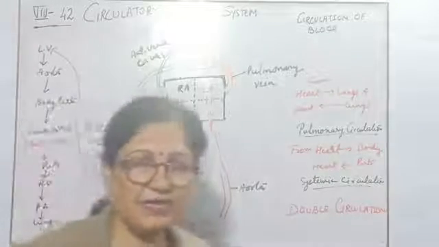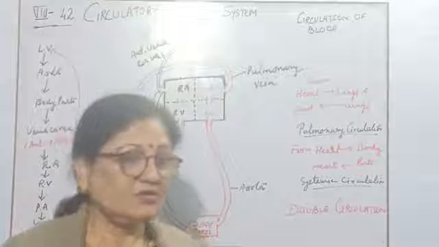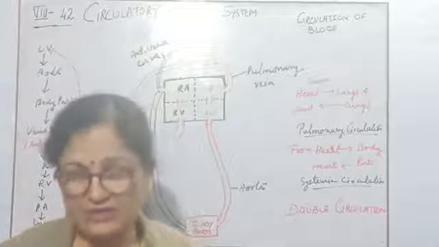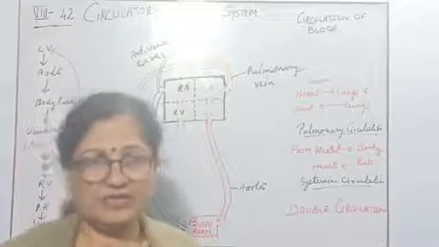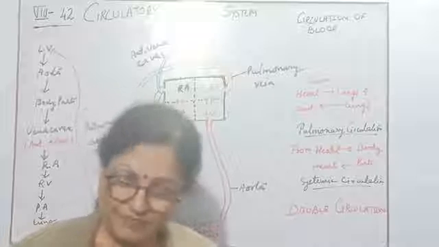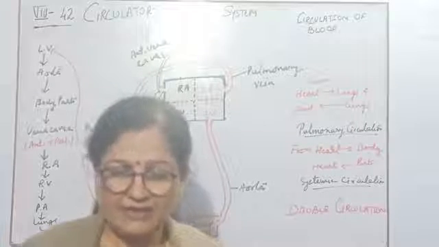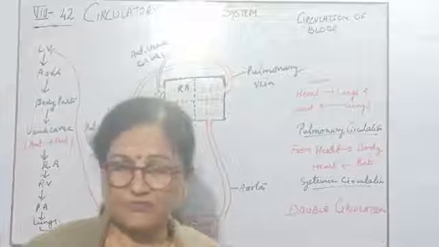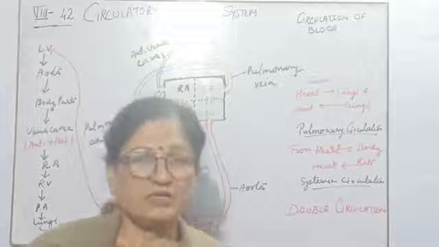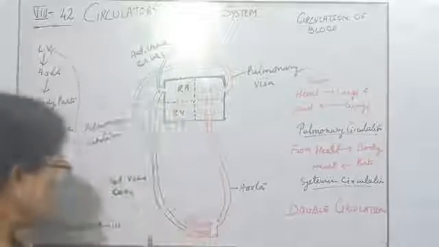In the same way, if it goes to the kidney, then the name will be renal artery, and from that kidney the vein will arise, it will be the renal vein, and it will pour the deoxygenated blood into the posterior vena cava.